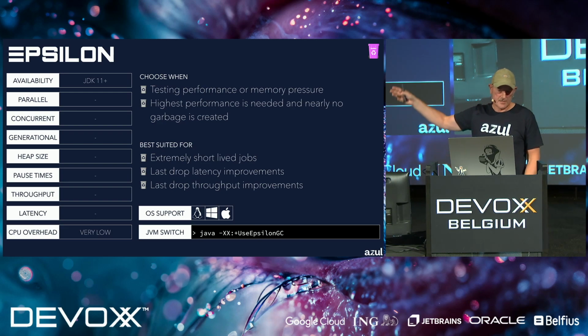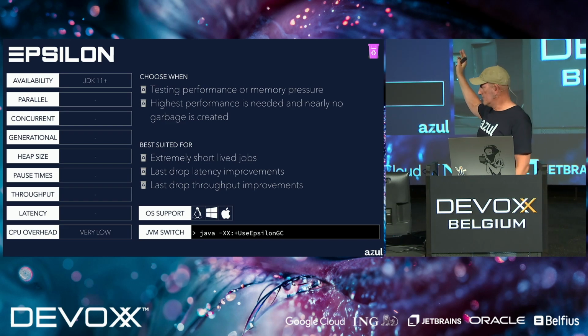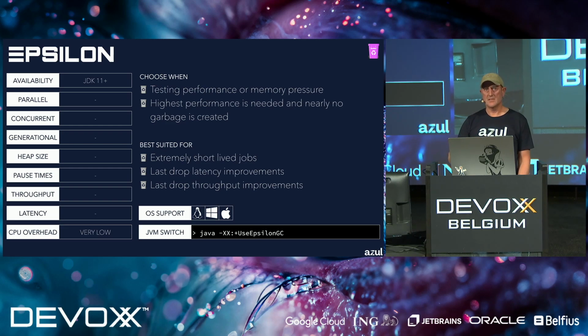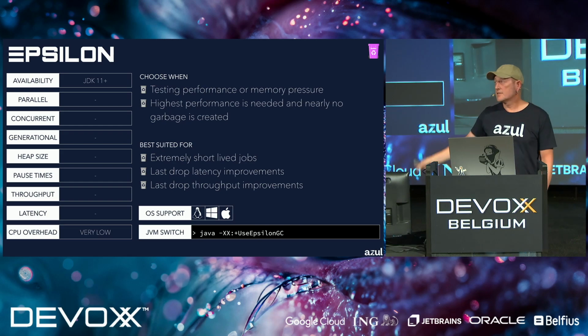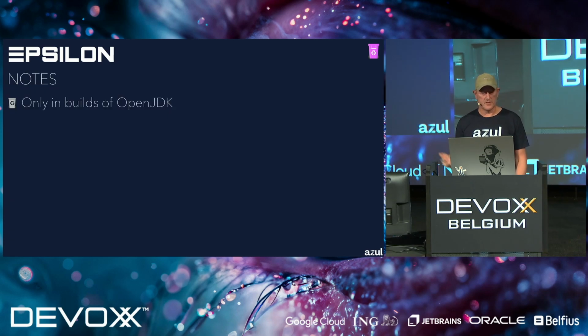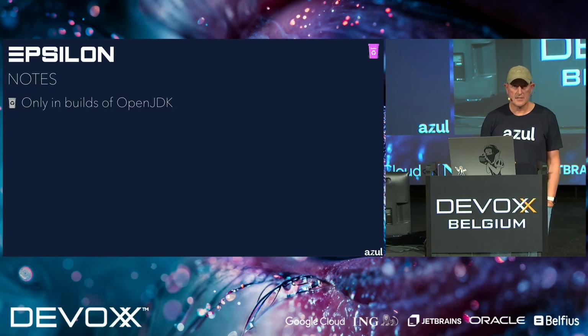So it's good if you need extremely short-lived jobs, or if you need last-drop latency improvements or throughput improvements. Then this collector is quite useful. But be careful, like I said, there's no garbage collection at all. If you run out of memory, then it's game over. And you will see this can be very quick. It's available since JDK 11, and it's always worth looking around or playing around with this thing. It's only in builds of OpenJDK.